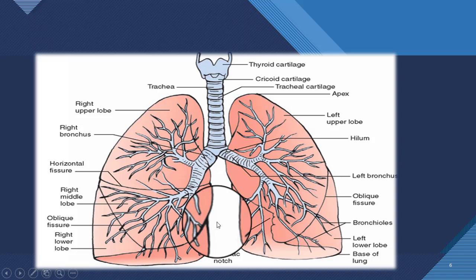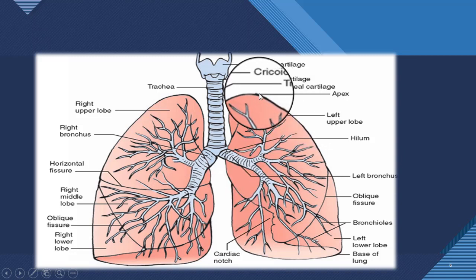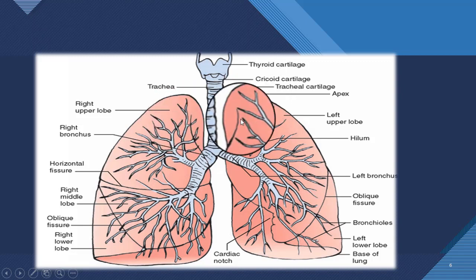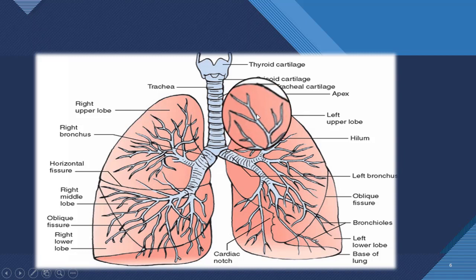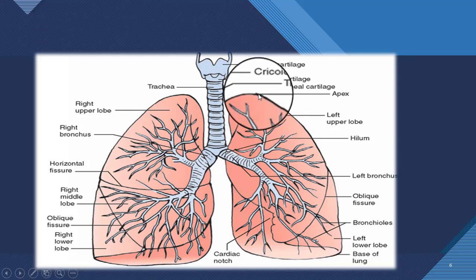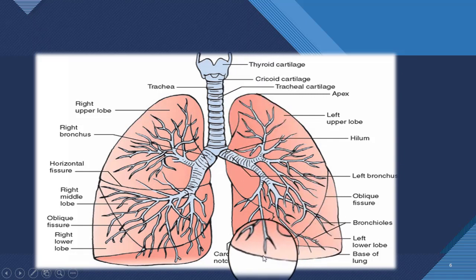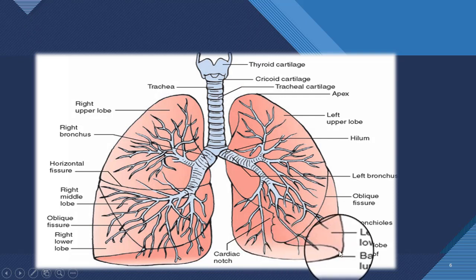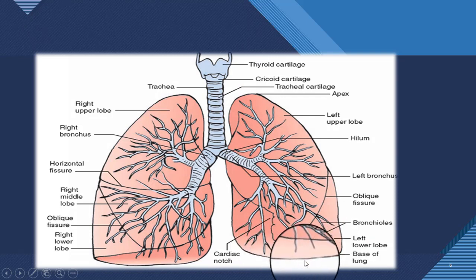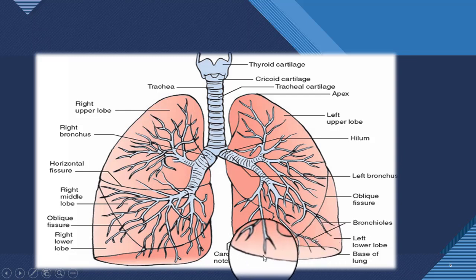The first structure is the apex. As you can see here on the screen, we have provided a picture of the lungs, that is the right lung and the left lung. On the left side here, this is the apex. The apex is a blunt superior end of the lung which projects upwards above the level of the first rib and into the floor of the neck. Now the second structure is the base. This is the base of the lung, which is the inferior surface of the lung and sits on the diaphragm.